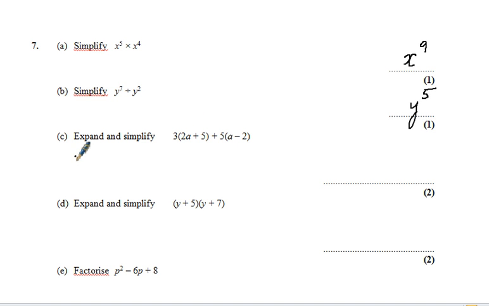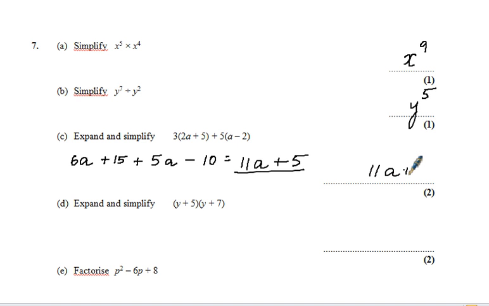3 times 2a is 6a, 3 times 5 is 15, plus 5a minus 10. Let's collect like terms now. 6a plus 5a is 11a. 15 minus 10 is plus 5. Be careful here, right? 15 minus 10 is plus 5. So you were getting 2 marks for opening the brackets correctly and for collecting like terms correctly.